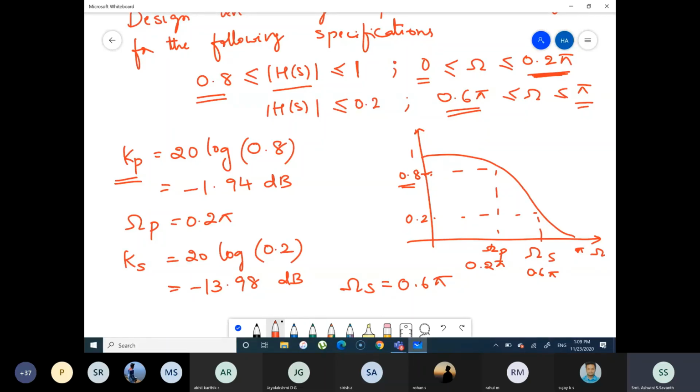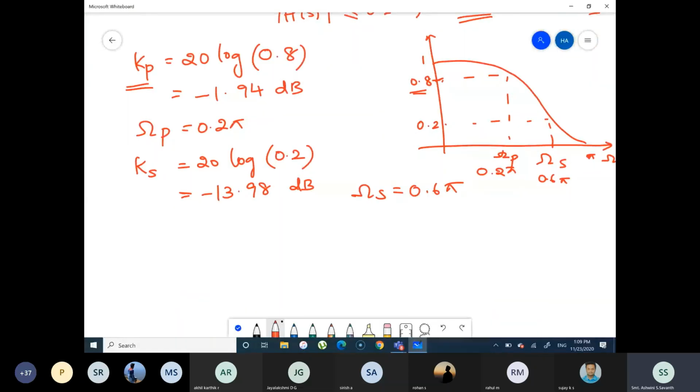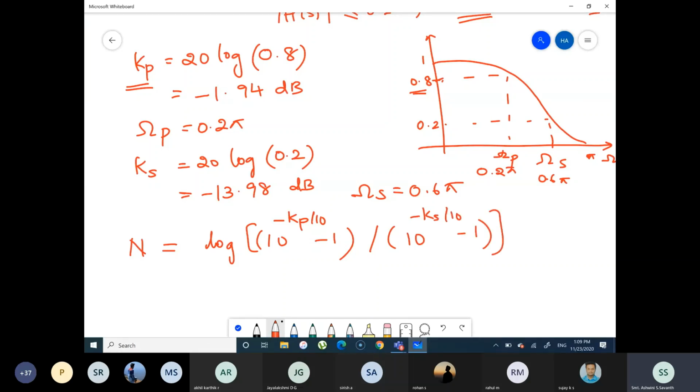So your very first step will be to find the order of the filter. That is capital N. Write down the expression for capital N. What is that? Log of (10 raised to the power minus Kp by 10, minus 1) divided by (10 raised to the power minus Ks by 10, minus 1), divided by 2 log of omega p by omega s.